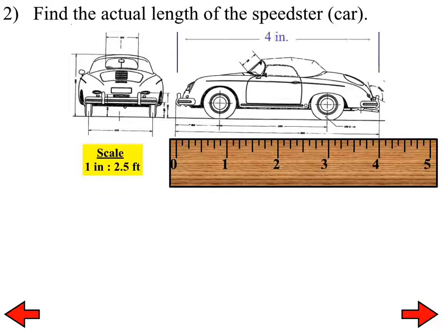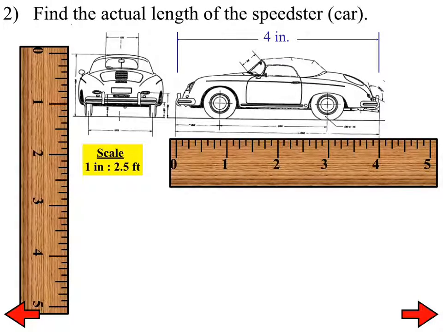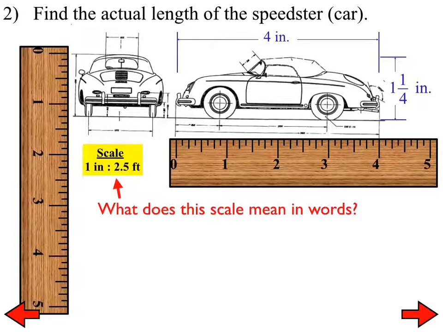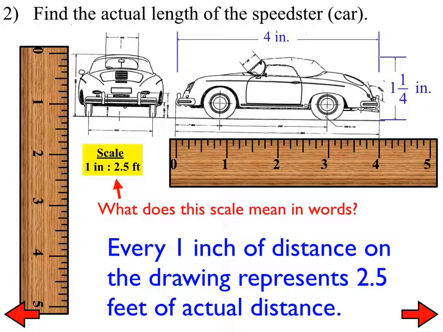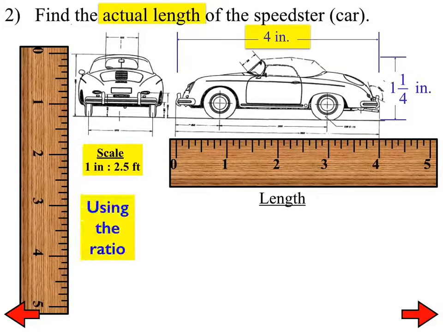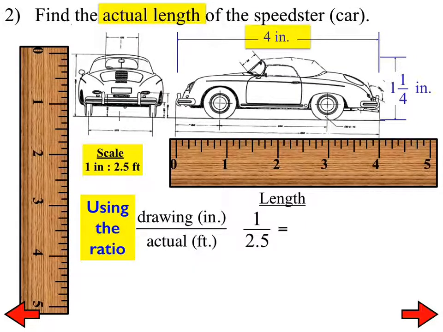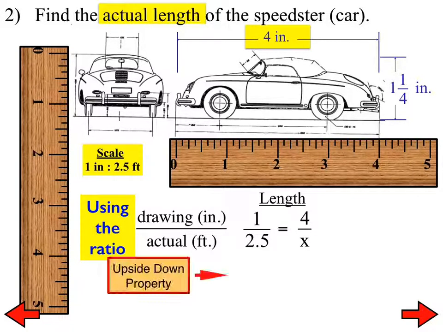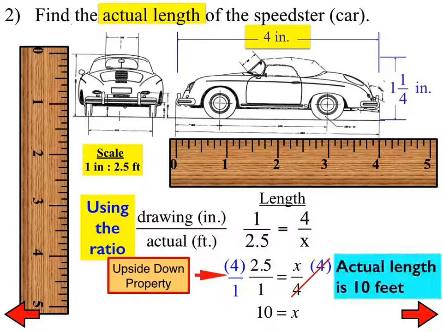So we take our scale. We know the car length on the drawing is 4 inches. And we use our scale, and it doesn't matter how tall it is because we're not concerned about that. That scale tells us that for every 1 inch of the drawing, it represents 2.5 feet of actual length. And we're going to use that for our first ratio. So we have 1 over 2.5, and that's going to be equal to 4 over x because the drawing distance is 4 inches. From there, use the upside down property. The solving part should not be difficult. And that tells us that the car is actually 10 feet long.